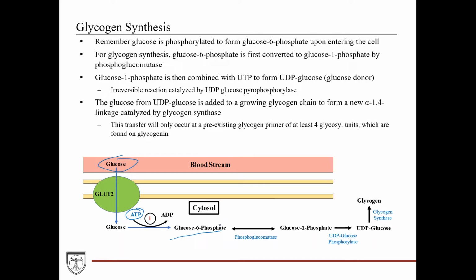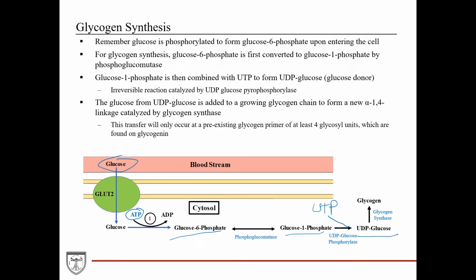If it's not going to go towards glycolysis and go towards glycogen synthesis, what happens first is glucose 6-phosphate is converted into glucose 1-phosphate by an enzyme called phosphoglucomutase. And this is a reversible enzyme. And then glucose 1-phosphate is converted into UDP glucose by combining it with UTP, uridine triphosphate. And this is catalyzed by the enzyme UDP glucose phosphorylase.